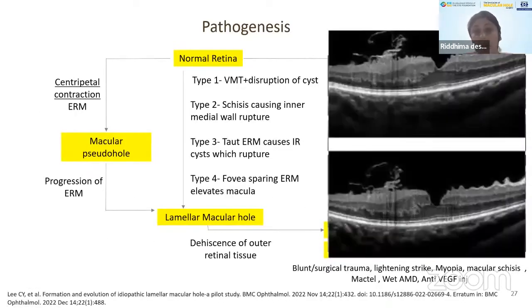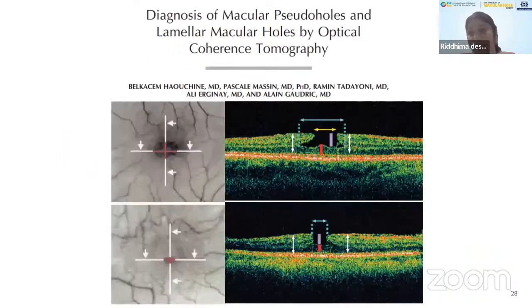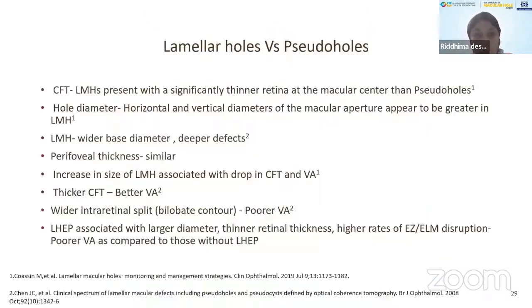So these are basically the 4 developmental pathways. These are several parameters to measure a lamellar hole and pseudohole. So it has an inner diameter, a base diameter, a depth. This is the central foveal thickness, and the white arrows at 750 microns on either side of the center is where the foveal thickness is measured.